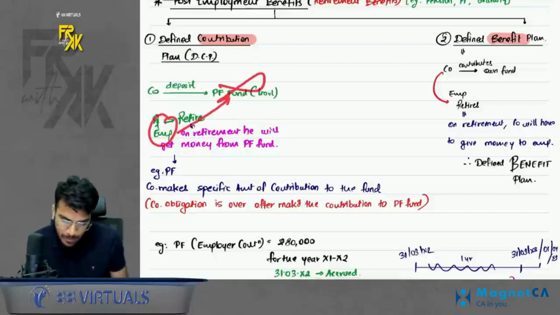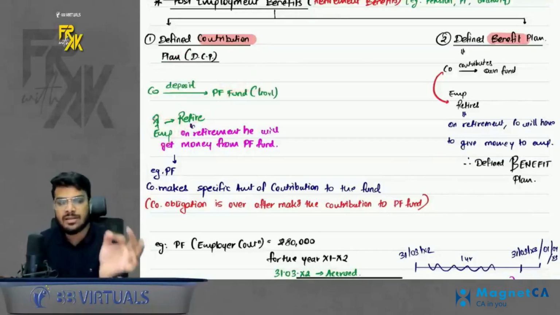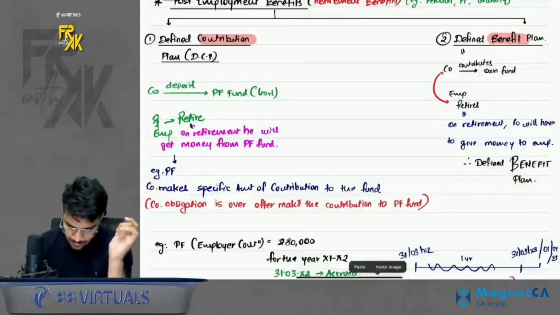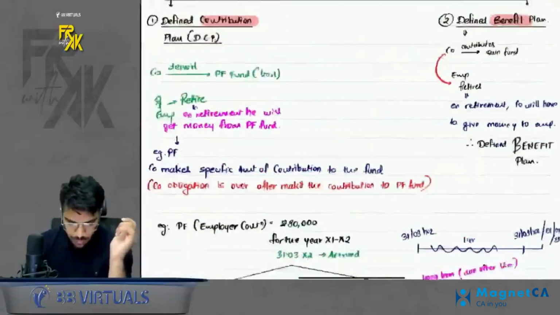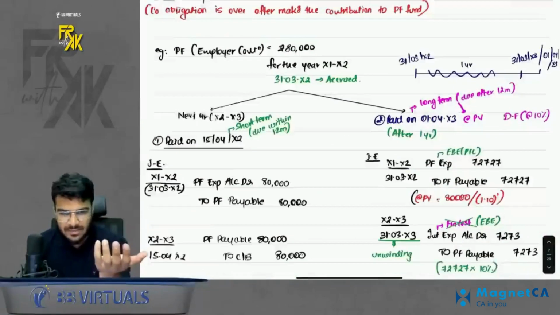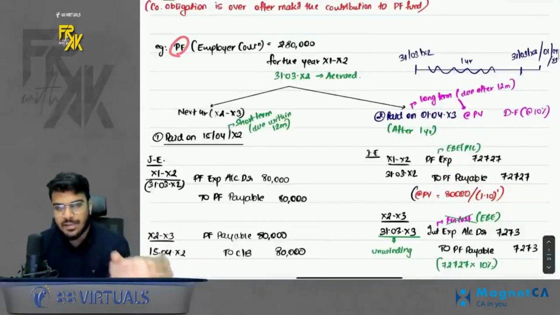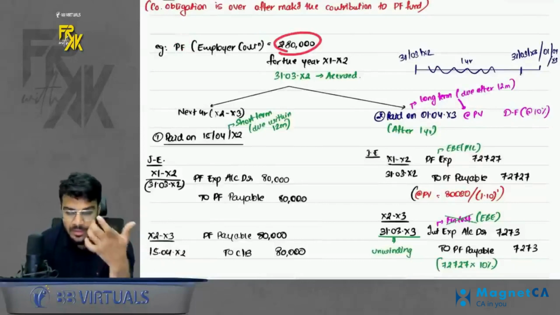If this fund is bankrupt, your money is gone. So the risk falls on the employee. That is known as actuarial risk and investment risk. The meaning of both these risks separately has been given in the notes here. Do remember. Now, how to account for this? I have taken one basic example, PF. Let's say every year a company contributes 80,000 in PF.